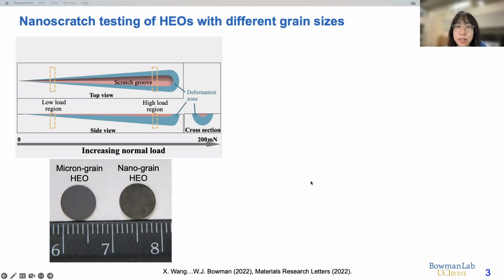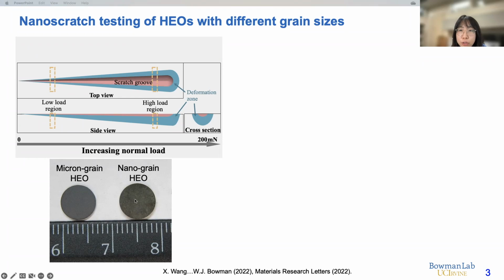So this slide describes our methodologies. HEOs with micron and nano-grains were fabricated using spark plasma sintering, and the average grain sizes are measured to be 1.4 micron and 75 nanometers respectively for the micron and nano-grain sized samples. Then nano-scratch testing was performed on the polished sample surface.